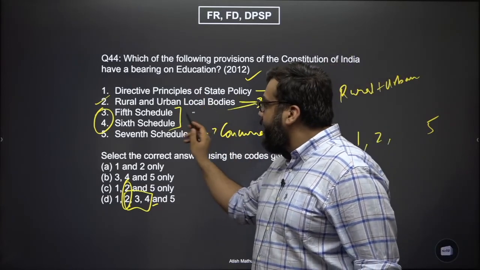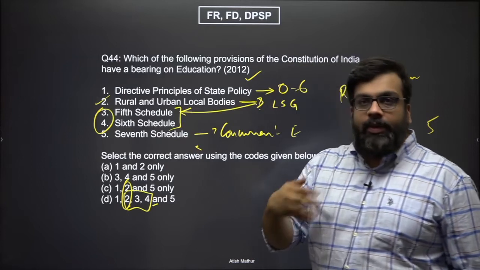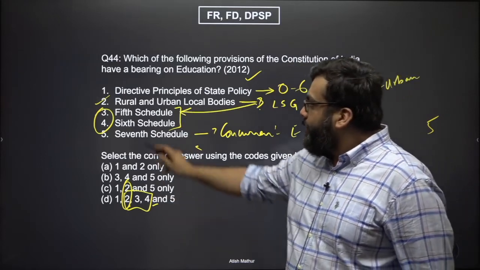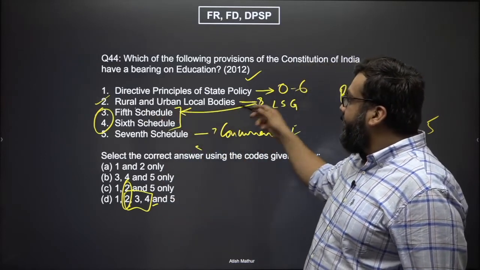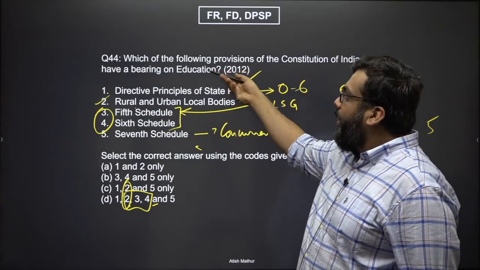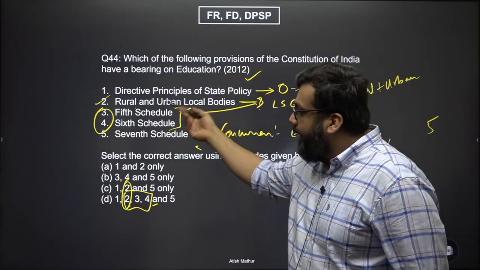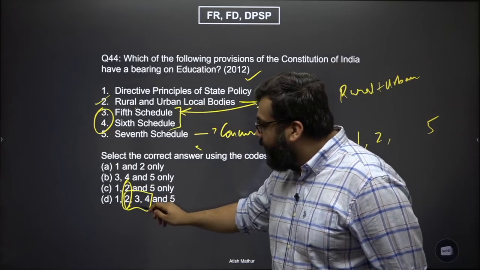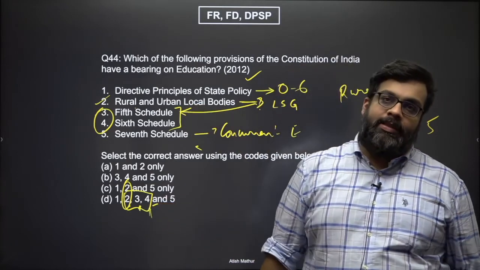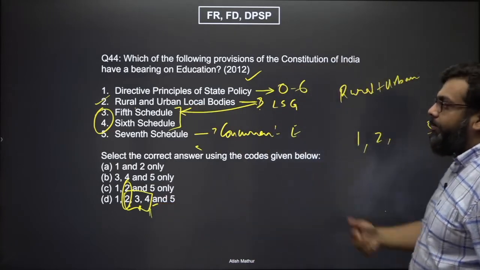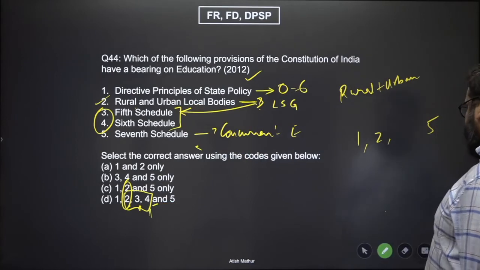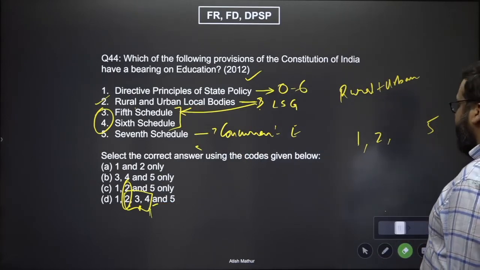So local self-government gets applied to the fifth schedule with greater powers to the Gram Sabha. So if rural and urban local bodies definitely have education powers or have something to do with education, then fifth schedule would be. So if fifth schedule also does, then also does sixth schedule. So that is how you come to a conclusion, right? So your answer will be 1, 2, 3, 4 and 5.